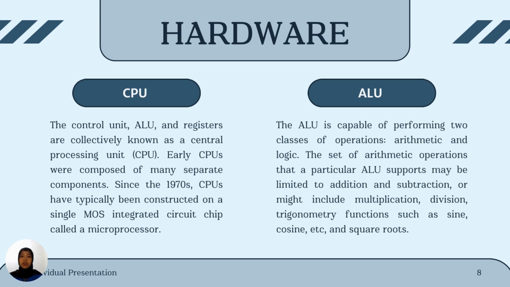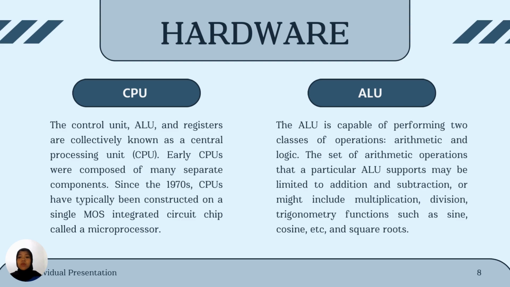Arithmetic Logic Unit or ALU. The ALU is capable of performing two classes of operation: arithmetic and logic. The set of arithmetic operations that a particular ALU supports may be limited to addition and subtraction, or might include multiplication, division, trigonometric functions such as sine, cosine, and square roots. Some can operate only on whole numbers, while others use floating point to represent real numbers, albeit with limited precision.